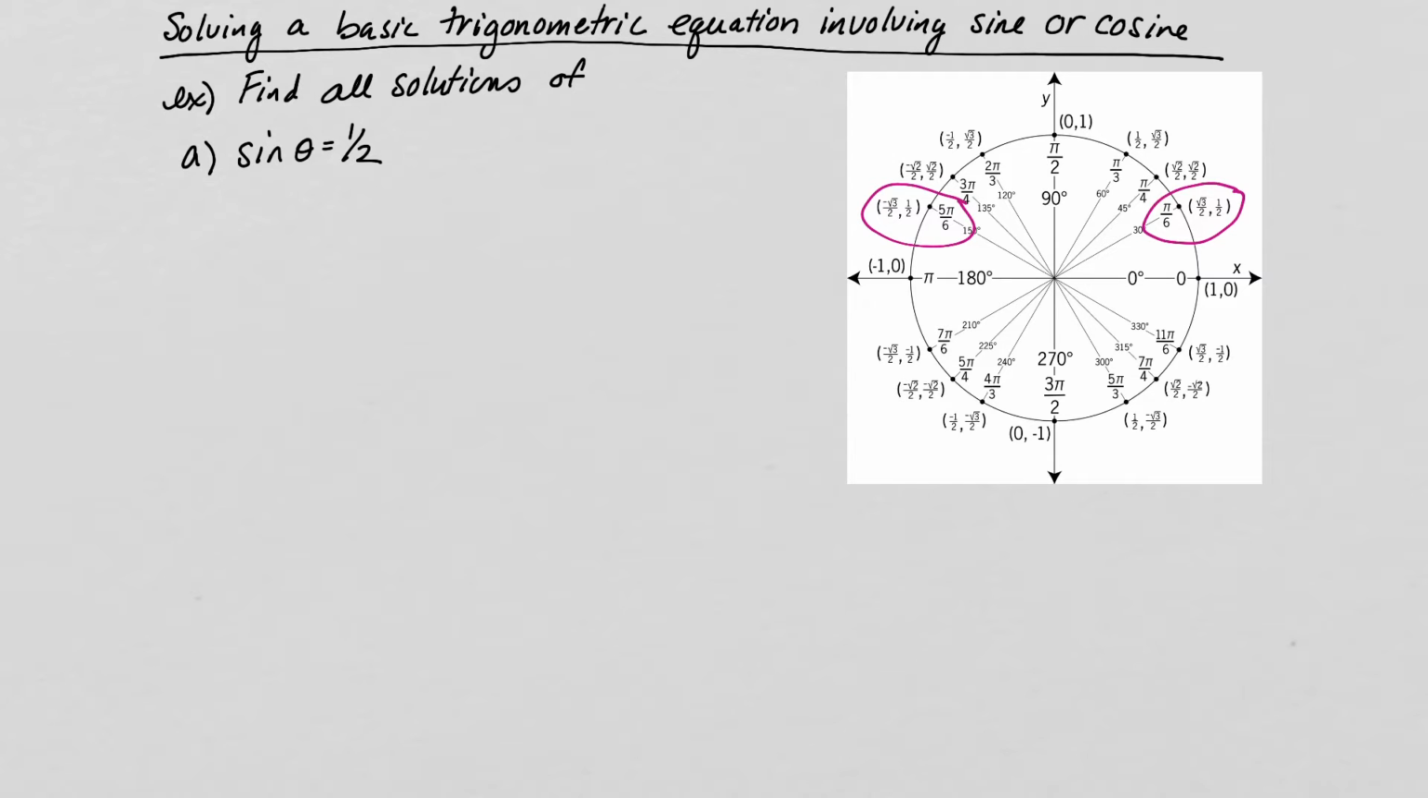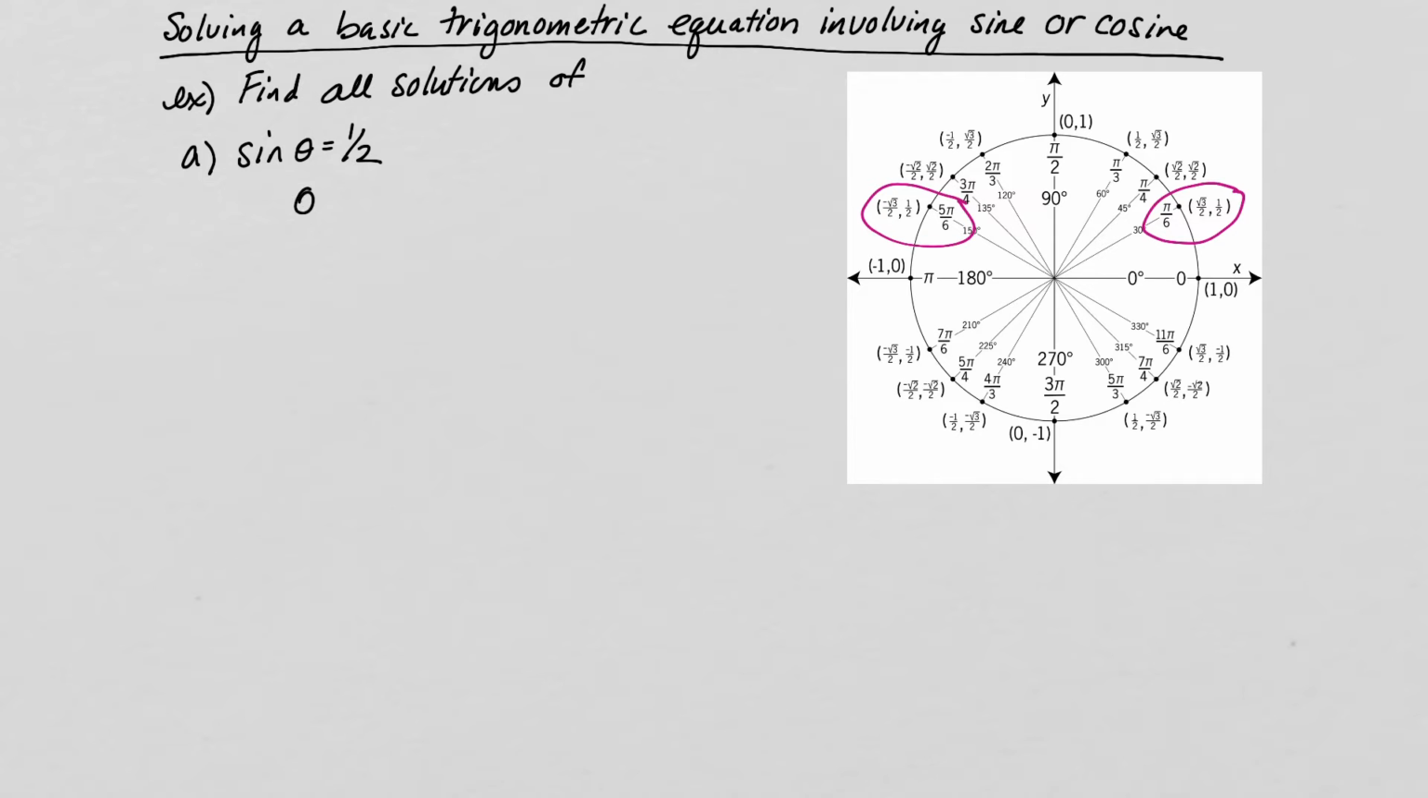So if you think about it, it happens here at pi over 6, but it would also happen if I went all the way around the unit circle and then came back again another pi over 6. Or if I went around 1, 2, 3, 4, 5 times and then came over this much. So there are an infinite number of places where this occurs. And so we need a way to write that.